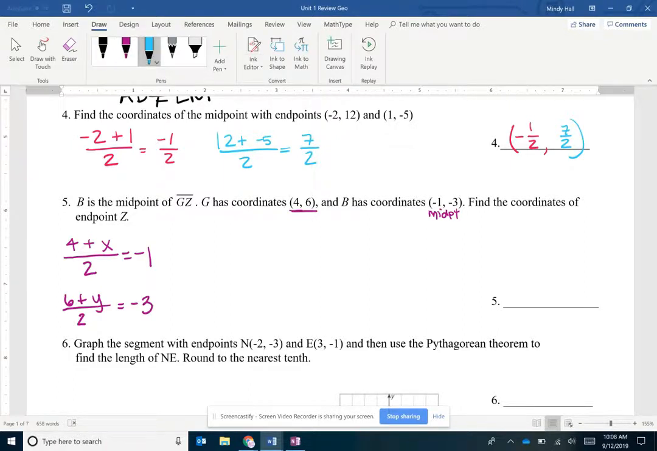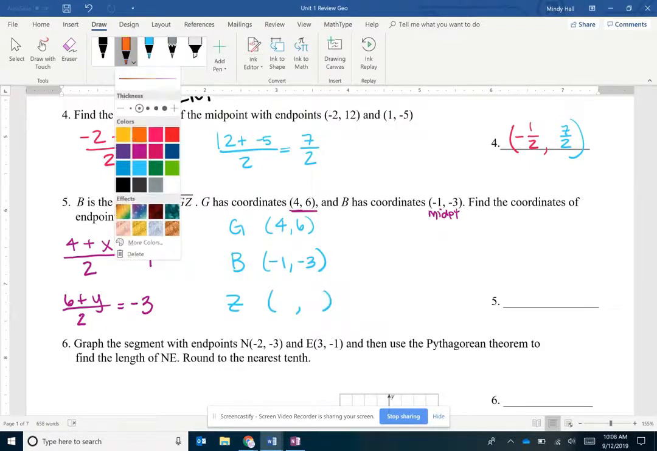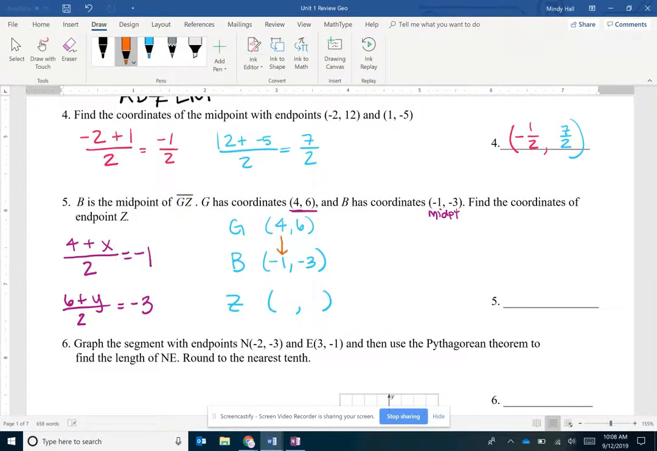Now, the way to do it without the algebra is to think of it more linearly. So if you think about G, B, Z, G is 4, 6, B is negative 1, negative 3, and I know Z has some sort of numbers. To go from 4 to negative 1, that would require me to subtract 5. And then to go from 6 to negative 3, that requires me to subtract 9. So if I subtract 5 from my x value for G to get to B, then I need to subtract 5 again from B so that I can get Z.